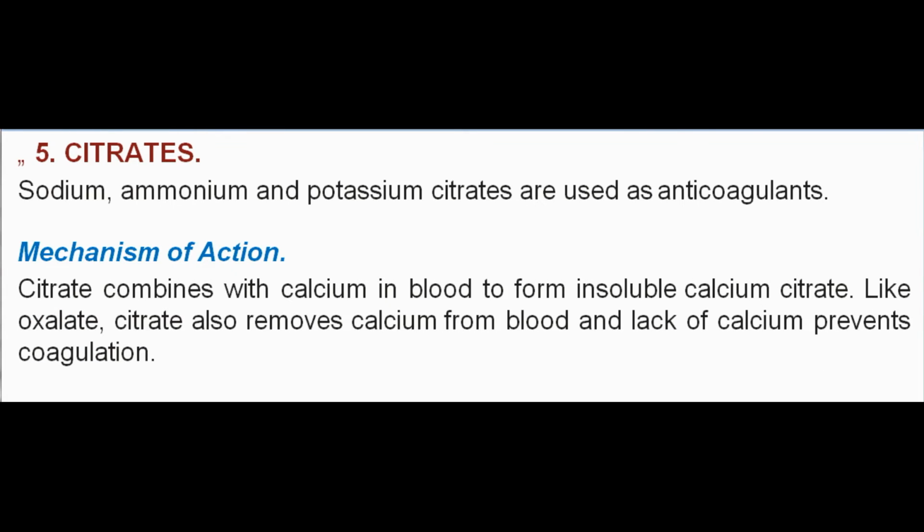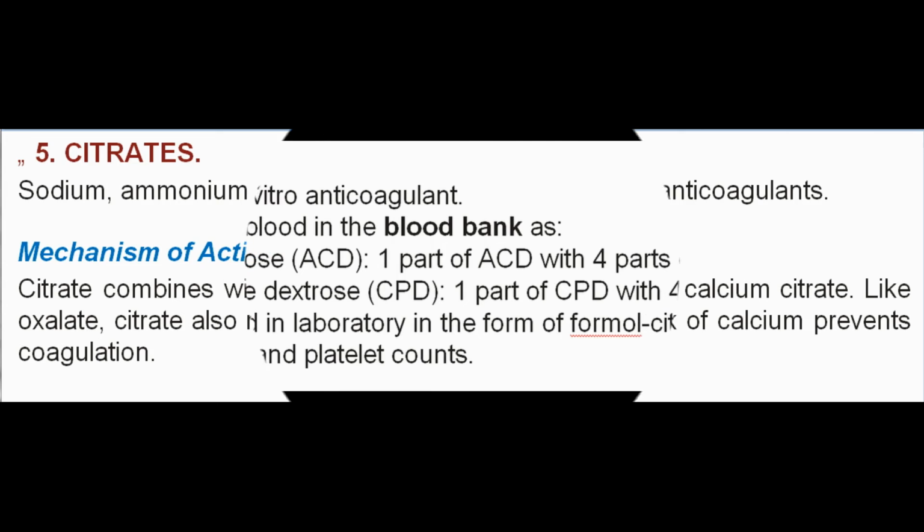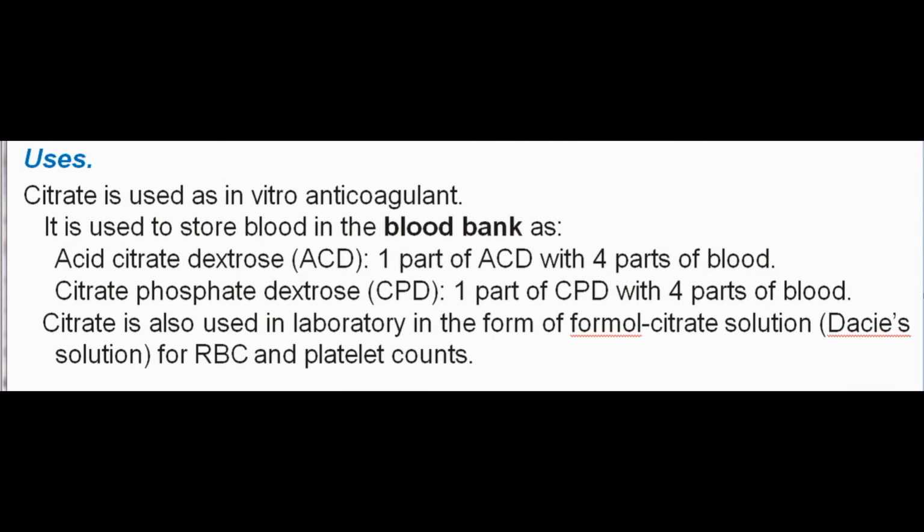3. Citrates. Sodium, ammonium, and potassium citrates are used as anticoagulants. Mechanism of action. Citrate combines with calcium in blood to form insoluble calcium citrate. Like oxalate, citrate also removes calcium from blood and lack of calcium prevents coagulation. Uses. Citrate is used as in vitro anticoagulant. It is used to store blood in the blood bank as acid citrate dextrose, ACD, 1 part of ACD with 4 parts of blood. Citrate phosphate dextrose, CPD, 1 part of CPD with 4 parts of blood.